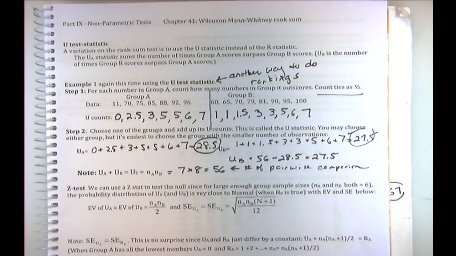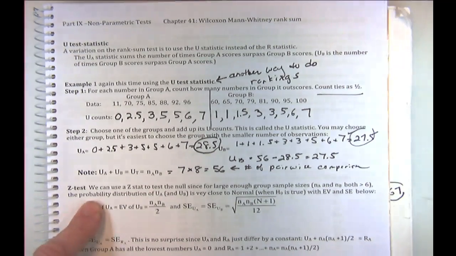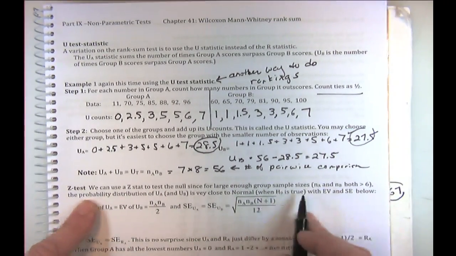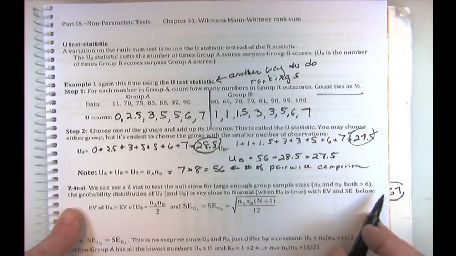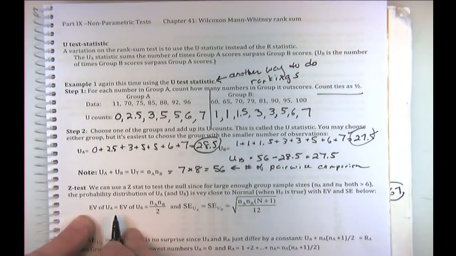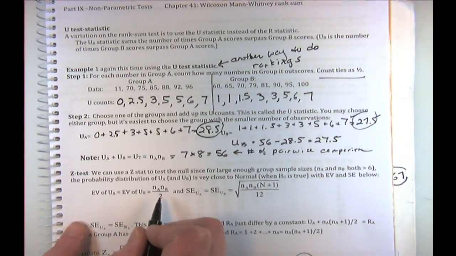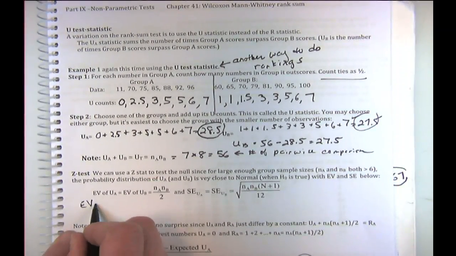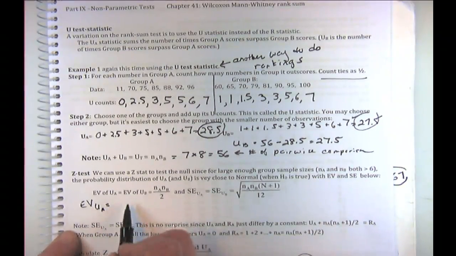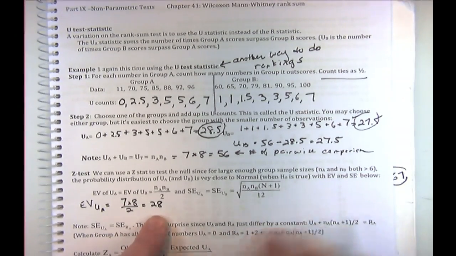Okay, now, we can use the z-test again to test the null, just the same way we did before. And the expected value of UA is going to equal, well, half the pairwise comparisons, because that's what you would expect.